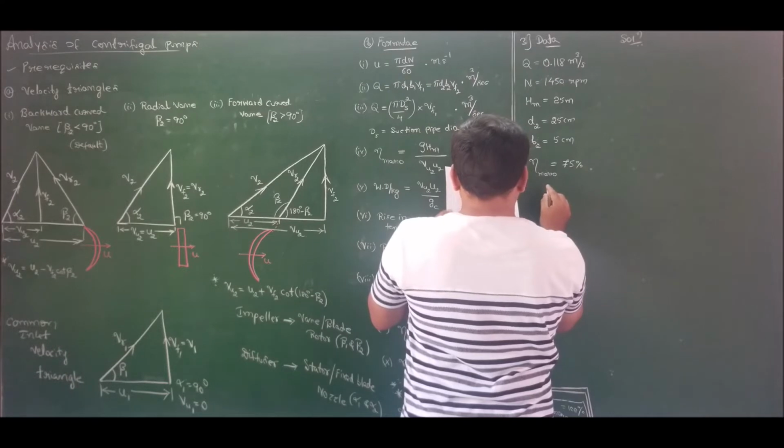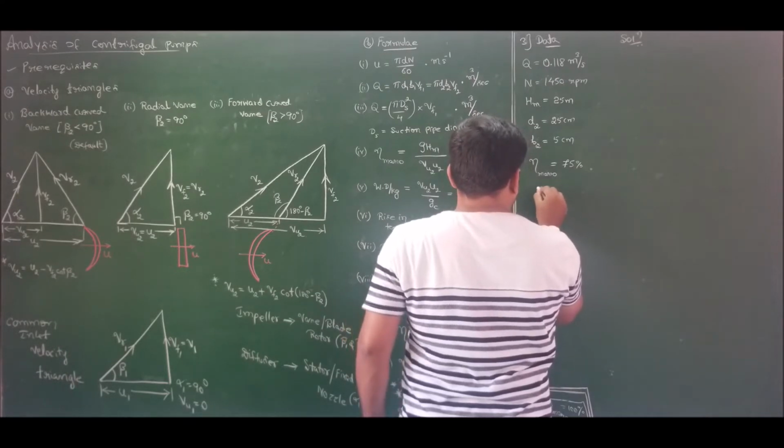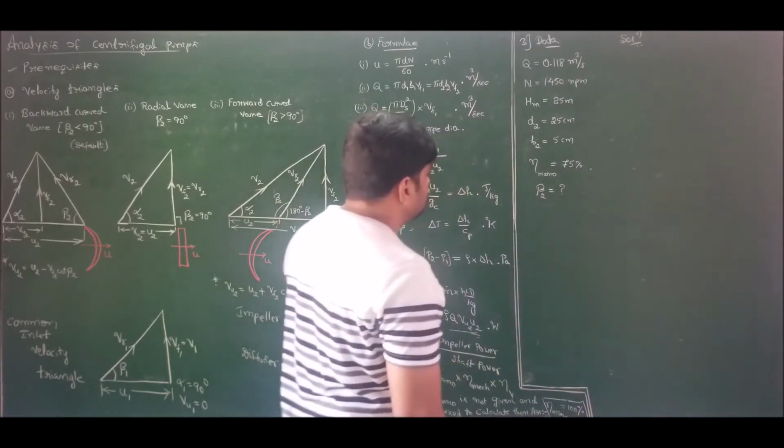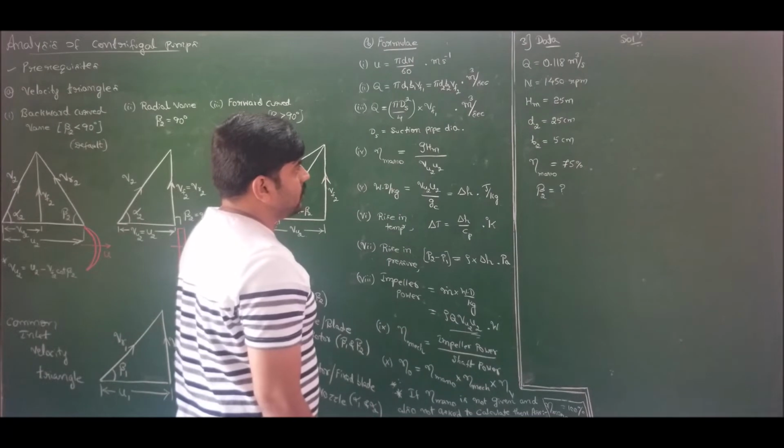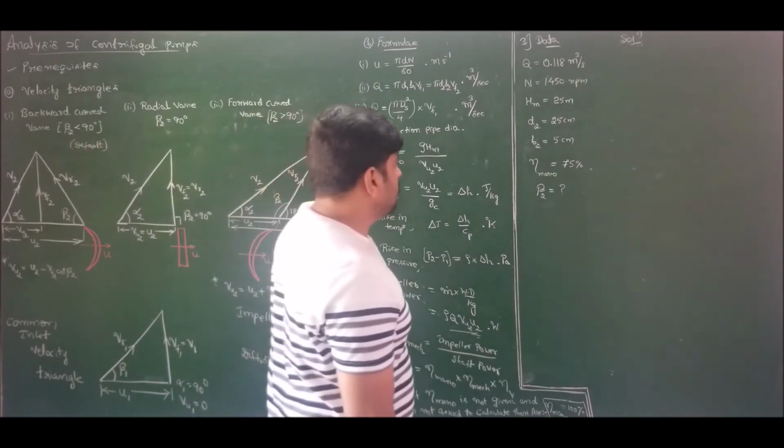Calculate vane angle at outlet. He is asking to calculate the impeller angle at exit, that is blade angle at exit. So this is the data given for us. Let us solve this problem.